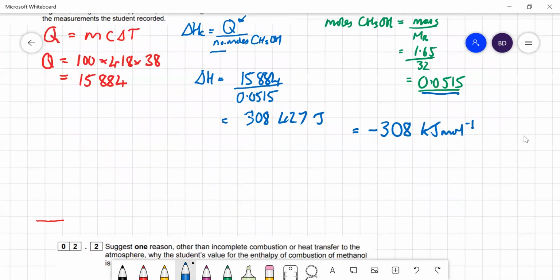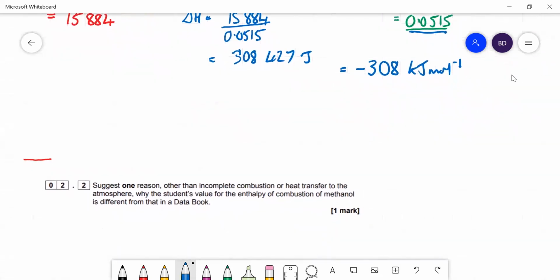Let's carry on. Suggest one reason other than incomplete combustion or heat transfer, which just about covers all the errors, but you've got to give a different one. Why the student's value for enthalpy of combustion is different from the data book. Well, the heat loss to the atmosphere is going to be the main thing, and maybe a little bit of incomplete combustion. They're the 2 main errors.